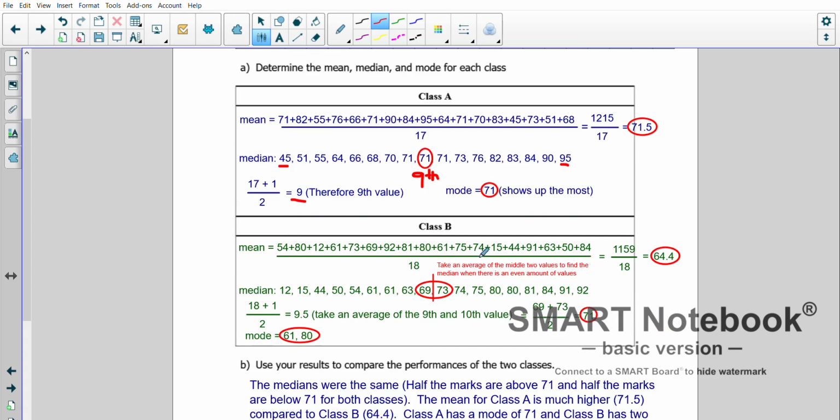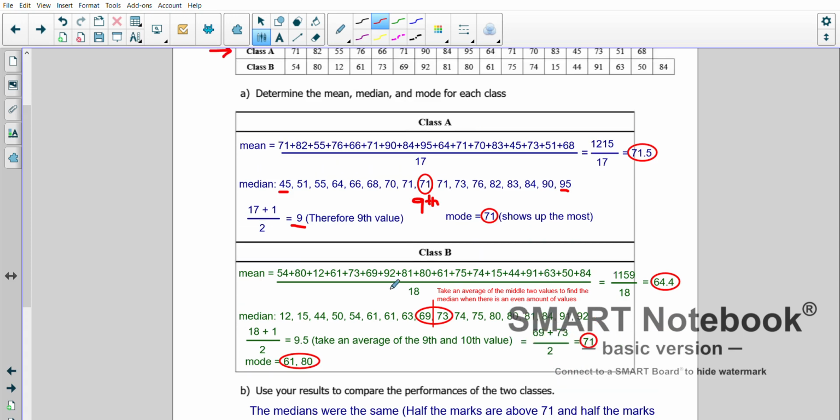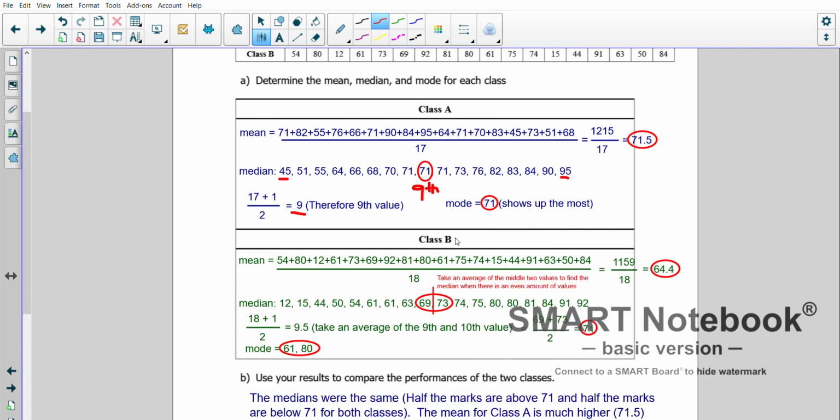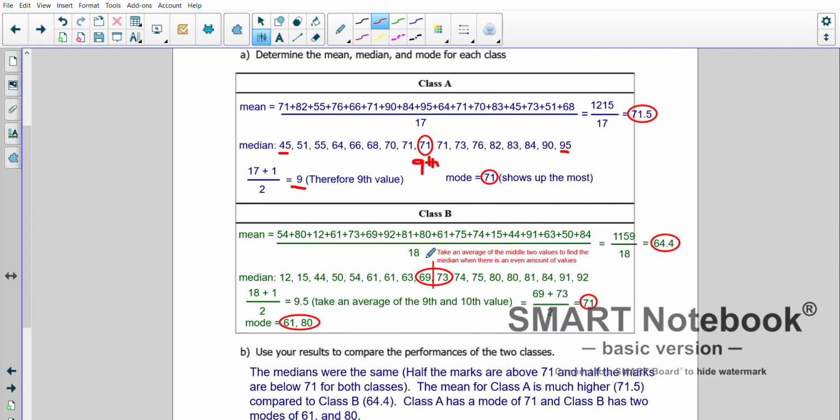So Class B, pretty much the exact same calculations. The only difference is there's one extra student in this class, which means there's 18. So the mean is calculated the exact same way, so I won't go over that again. Add them up and divide by 18.